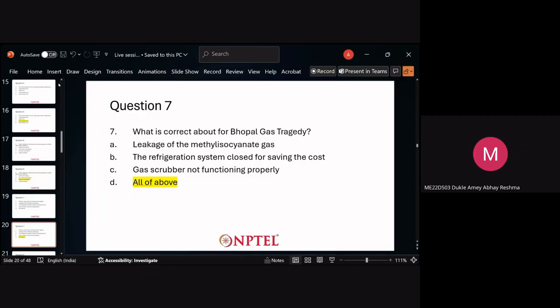And then the gas came out, and the fumes went through the entire city, and there was death. It was also found that the gas scrubber, which is supposed to prevent this at the exhaust level, was not functioning properly. So in the Bhopal tragedy, there was leakage of isocyanate gas, the refrigeration system was closed, and the gas scrubber was not working. The main cause was refrigeration failure. The stopgap, the gas scrubber, was also not functioning properly, and what eventually happened was the leakage of the gas.